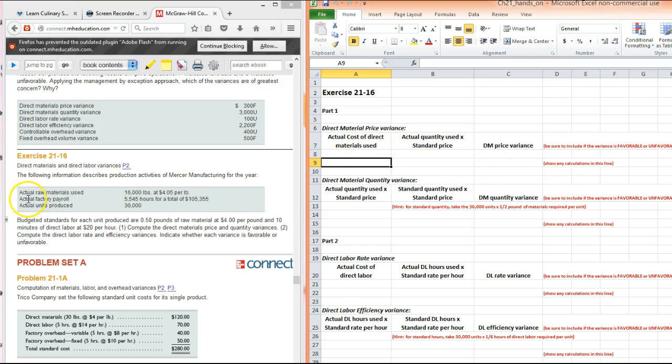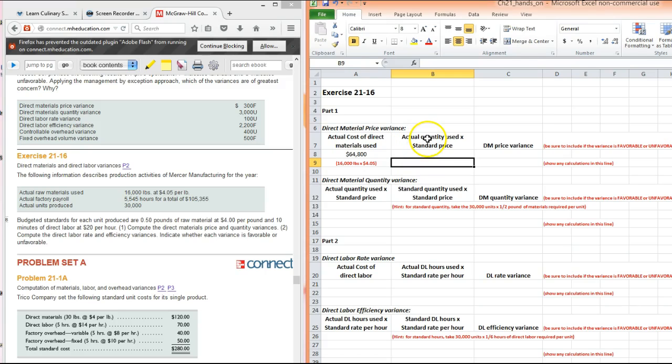So my actual is going to come from here where it says actual raw materials used. So I'm going to enter 16,000 pounds times $4.05 each. That's my calculation. And that's going to give me 64,800.